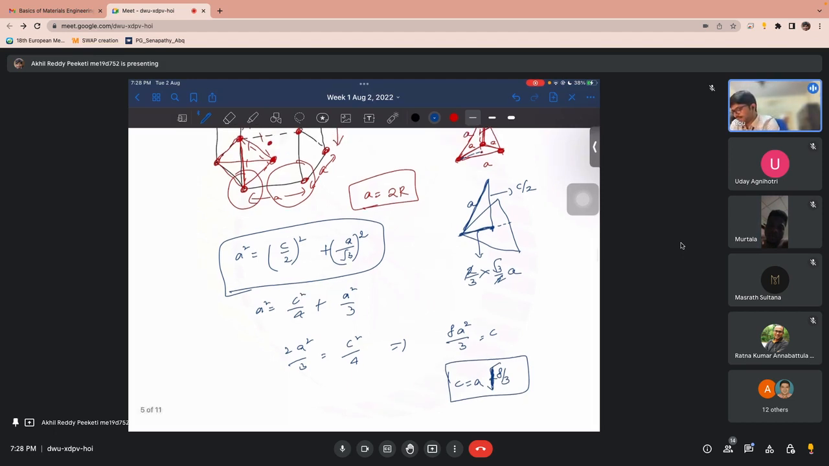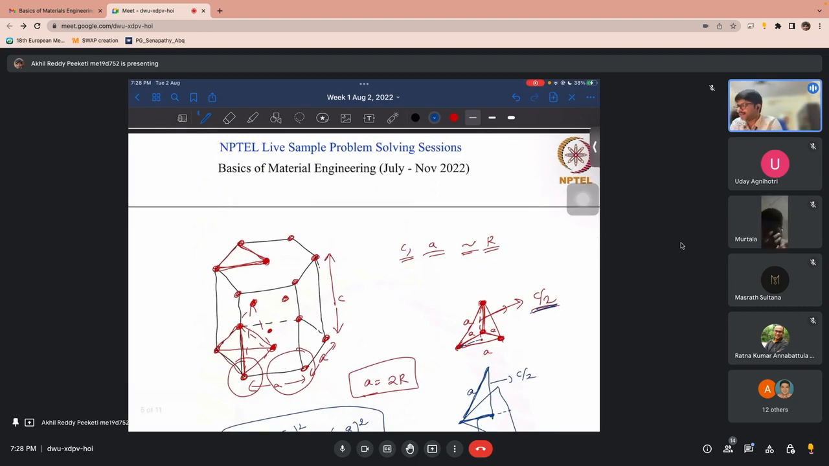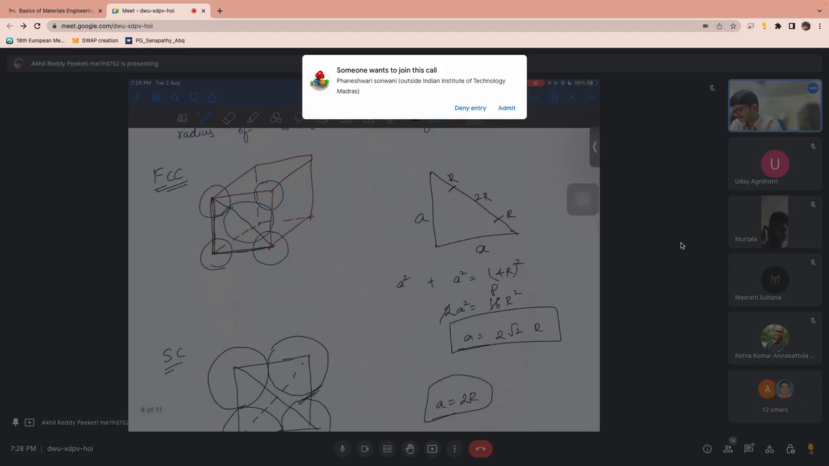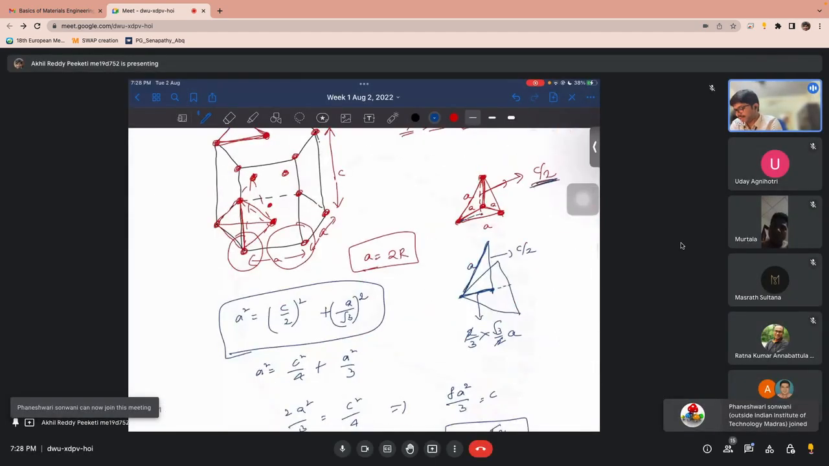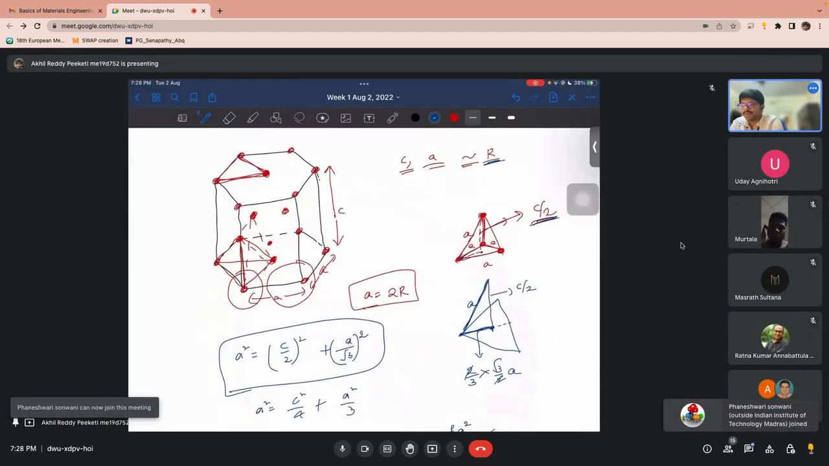Okay, as you know A in terms of R, now you can also see C in terms of R: 2R into root 8 by 3. So this is how you can estimate all the dimensions of the unit cell in terms of the radius of the atoms for each structure. So is there any doubt in this estimation for HCP also? Okay, hopefully there is no doubt.